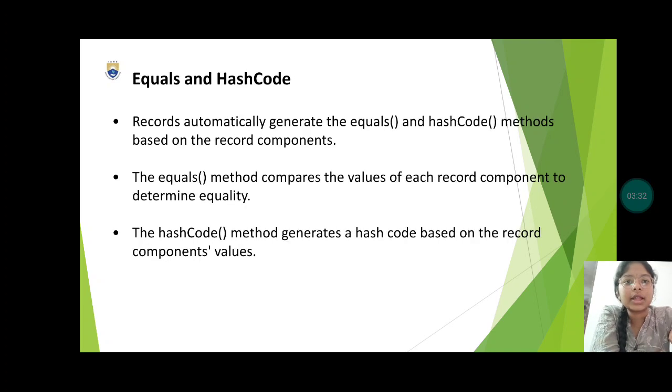So coming to our next slide, we have about equals and hash code. Records automatically generate the equals and hash code methods based on the record components. The equals method compares the values of each record component to determine equality. The hash code method generates a hash code based on the record components values. So in Java records we have two methods, equals and hash code. Equals method is for equality and hash code method is for record components values.